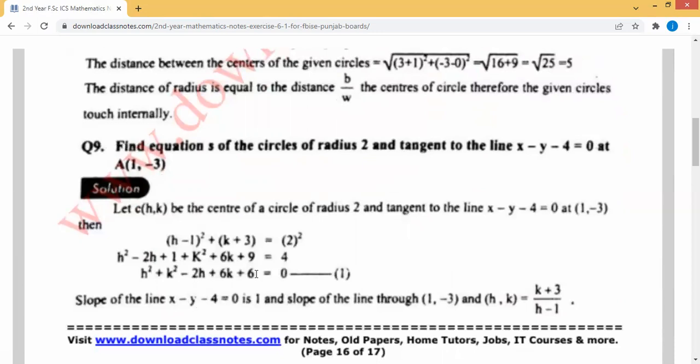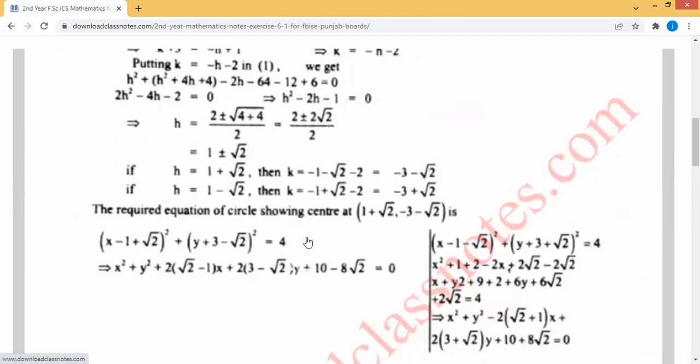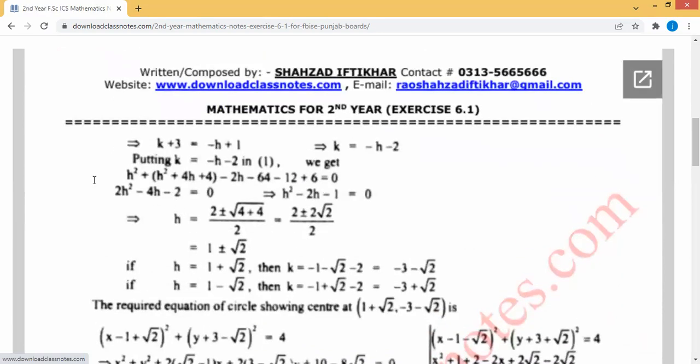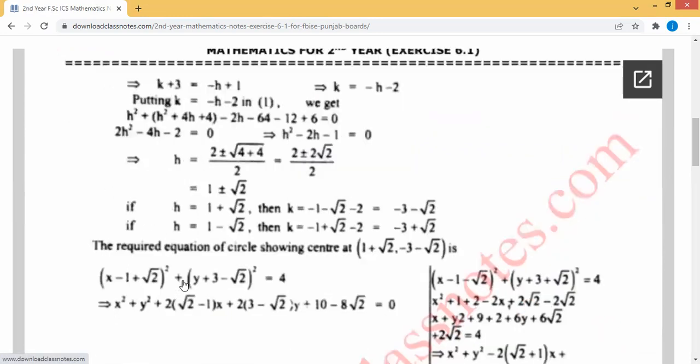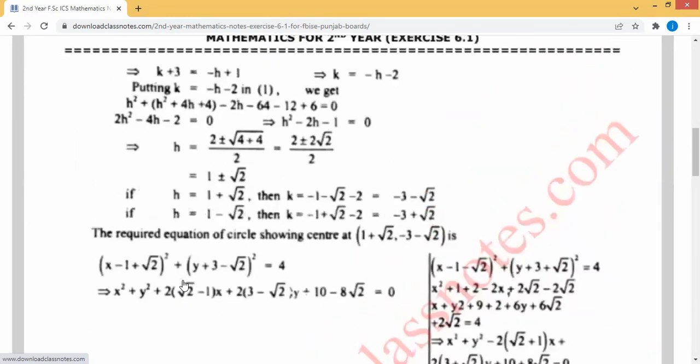Ninth is this one. In this case I have one equation, the center of the equation, and one point. So simply I have to put in the values of x and y, solve it, and state the result. Now there will be 2 values; h will be both positive and negative because it is a quadratic equation. I will solve the quadratic equation by using the quadratic formula, and then I will get 2 solutions, one positive value and one negative value.